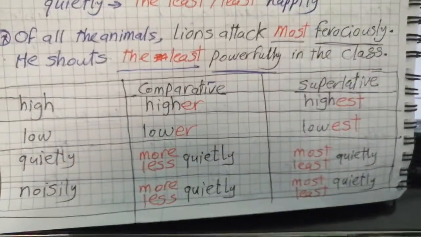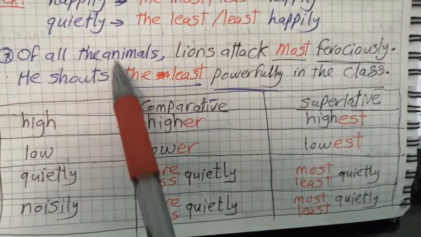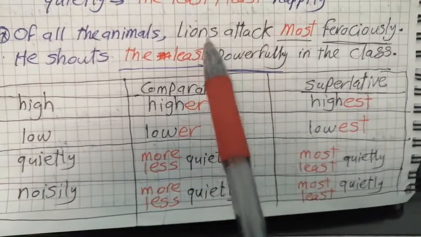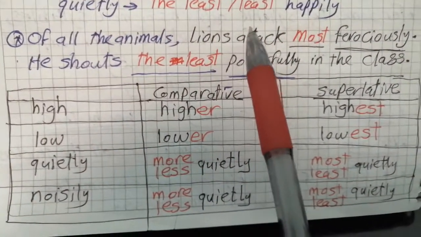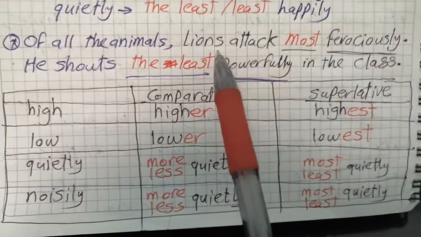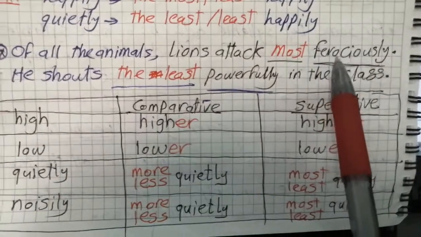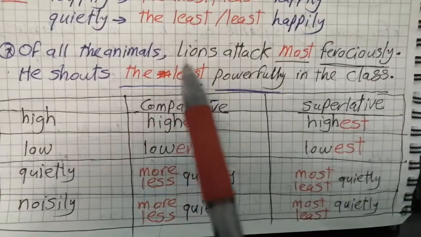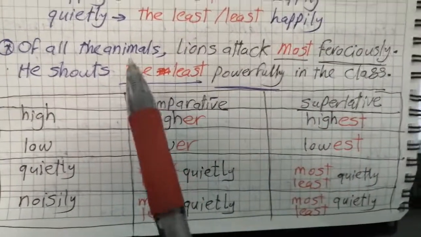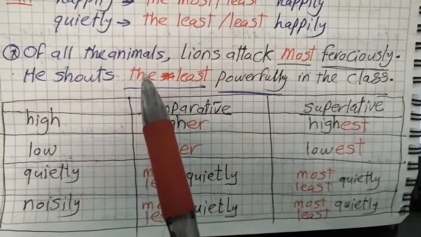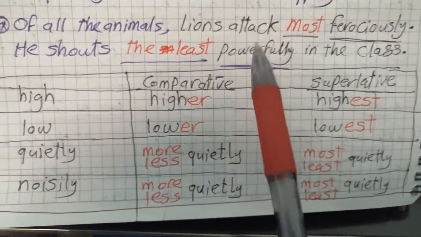In this example, we can see that of all the animals, lions attack most ferociously. I'm comparing the way the lions attack and all the other animals. I'm comparing more than two actions here. Lions attack most ferociously. So most here, more than two actions. He shouts the least powerfully in the class. I'm comparing the way he shouts and the way all his classmates shout. So of all of them, he shouts least powerfully.